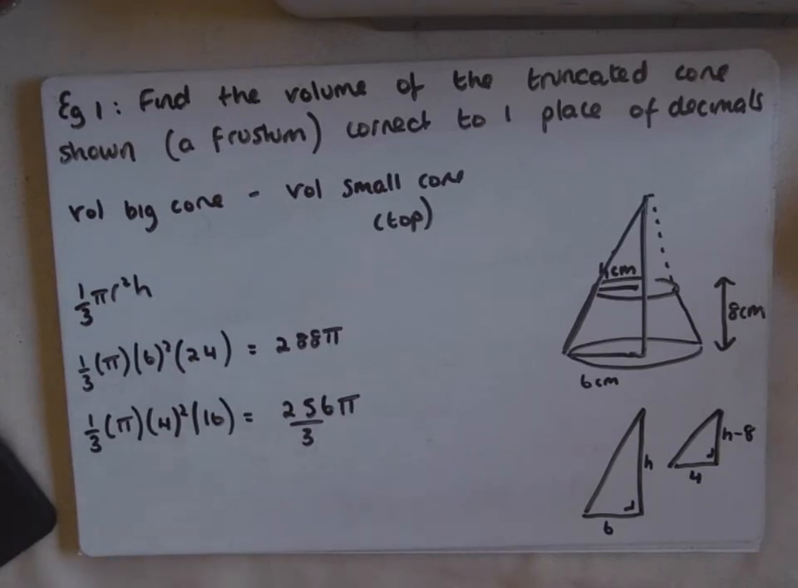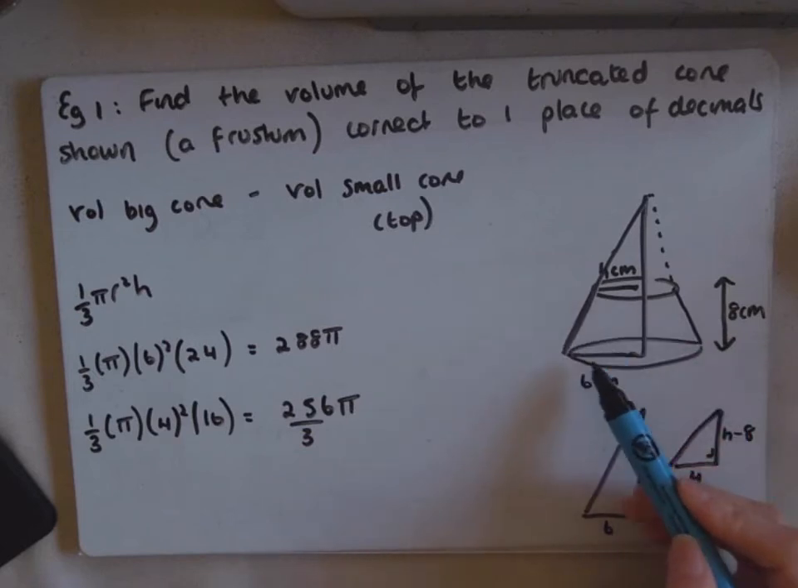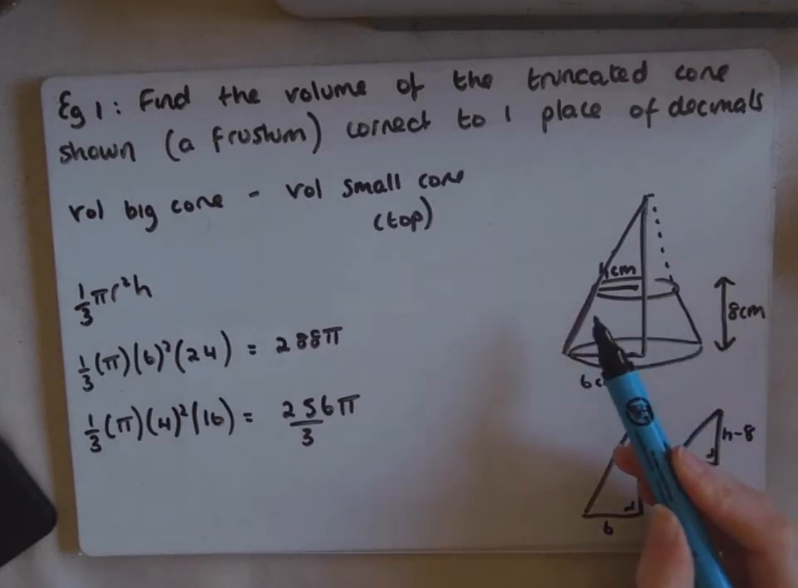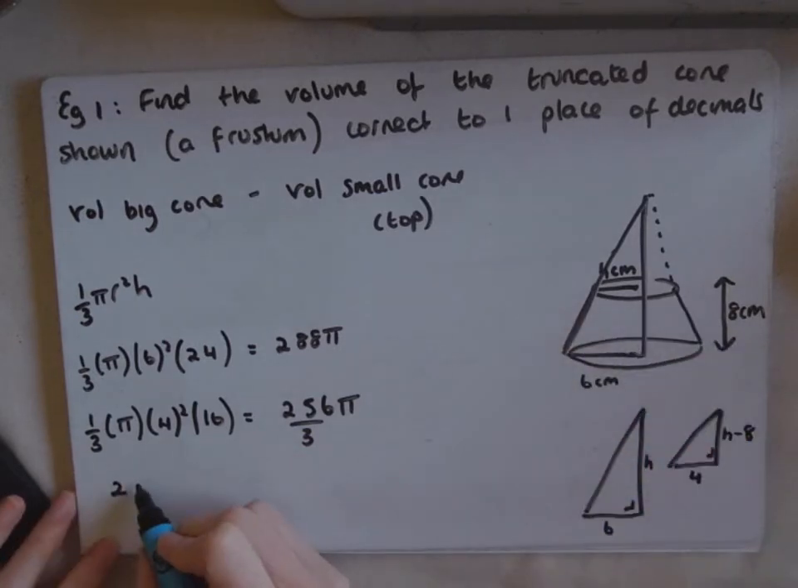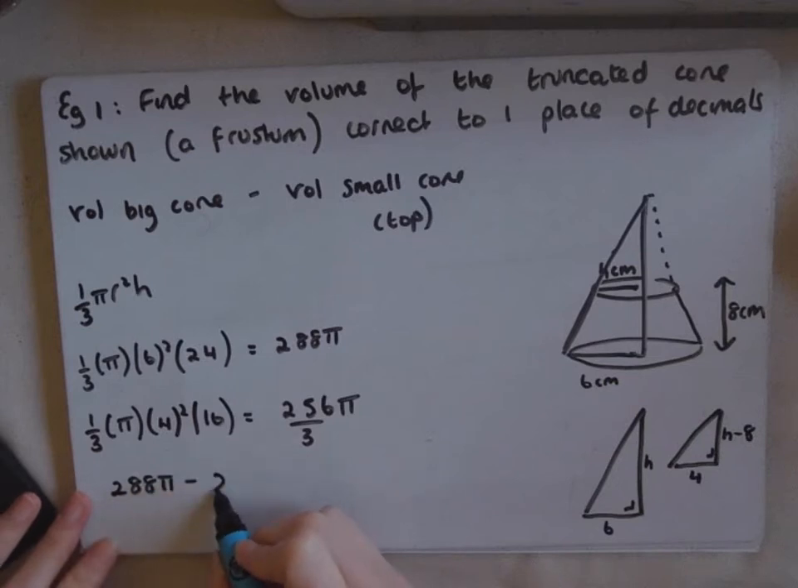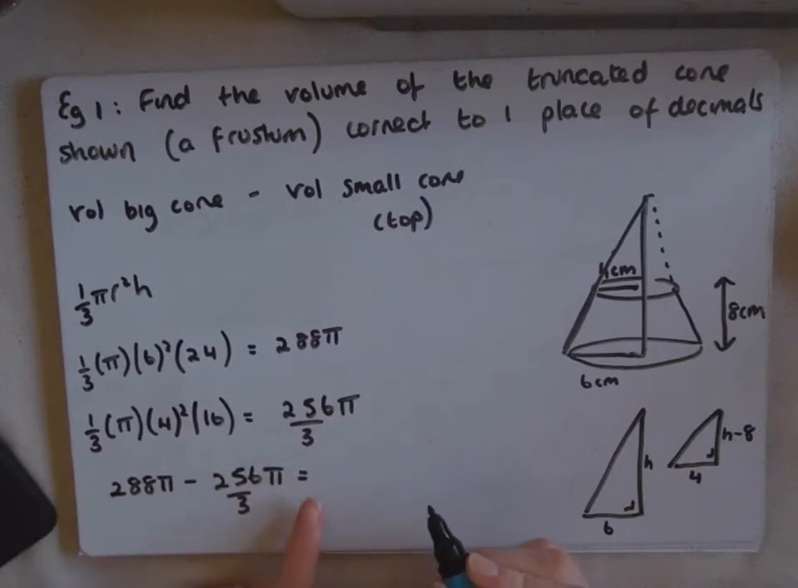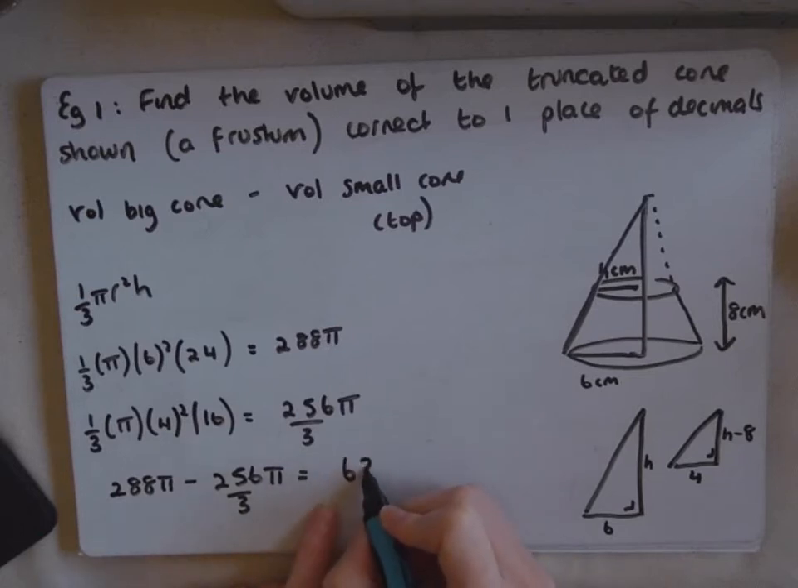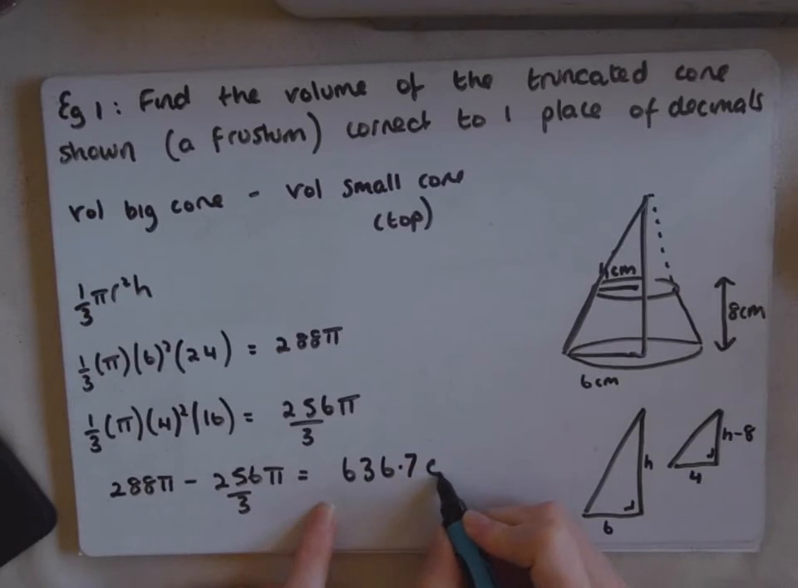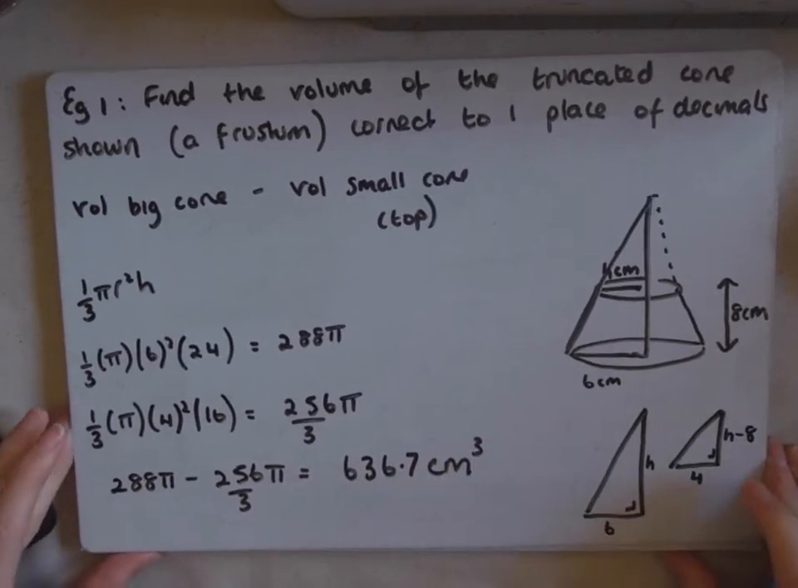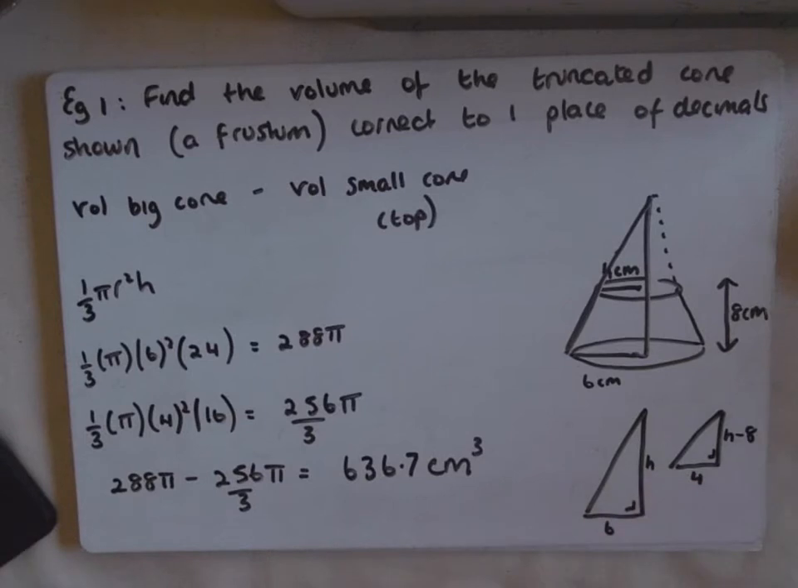Okay, and if I want to get this frustum or the truncated cone, this little bit that's left, I'm just going to take those two answers away. 288 pi, take 256 over 3 pi. And they want it correct to one decimal place, throw it into your calculator and press S to D. And we're talking about volume, so it's centimetres cubed. Is that okay?